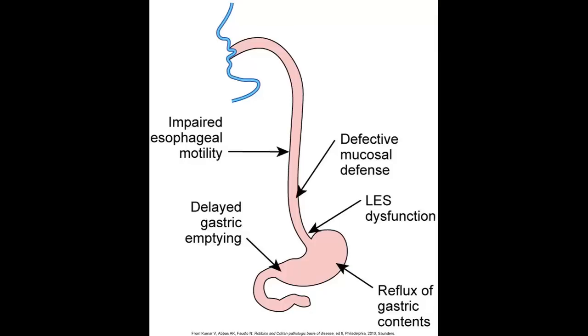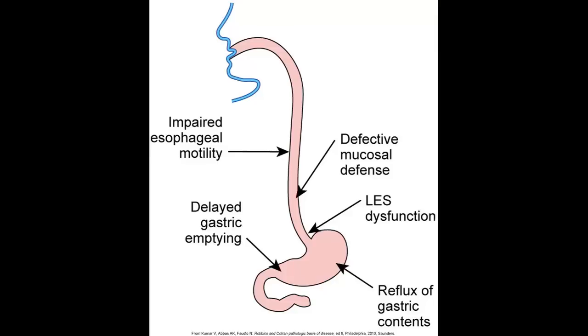So here are some of the mechanisms that could cause a person to have GERD. We can have impaired esophageal motility. Now, when you eat and something goes into the mouth, it's going to go down the esophagus. It doesn't just go down the esophagus by gravity. Gravity certainly helps, but it also goes down because the esophagus has motility, and the esophagus is going to contract and squeeze that food down toward the stomach. We can also have a defective mucosal defense in the esophagus. So even just tiny little bits of acid that normally wouldn't cause a problem are going to start to erode the inside of the esophagus.